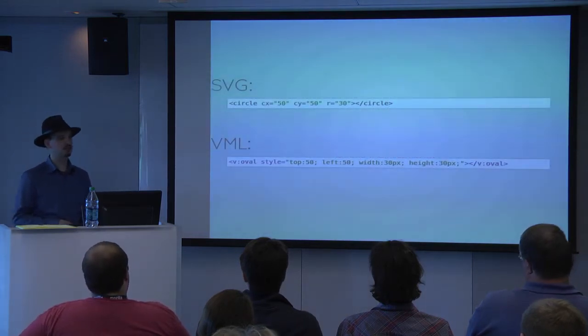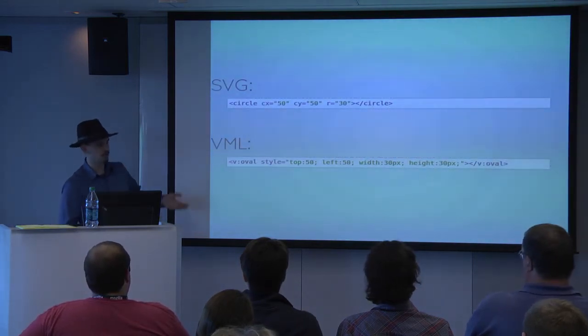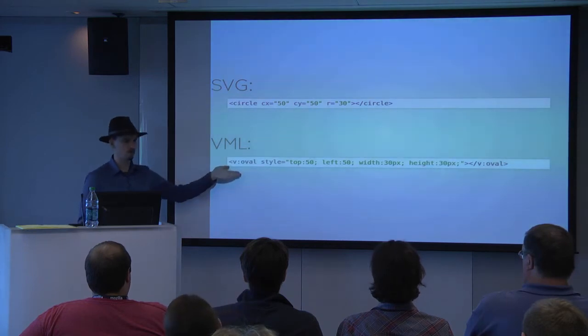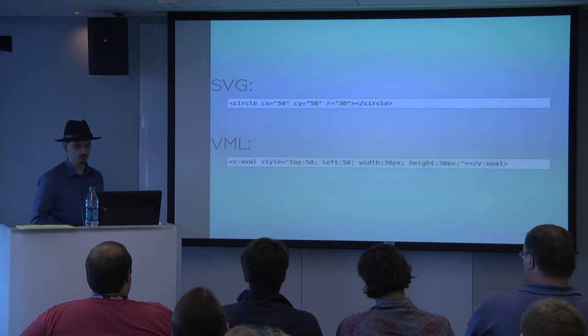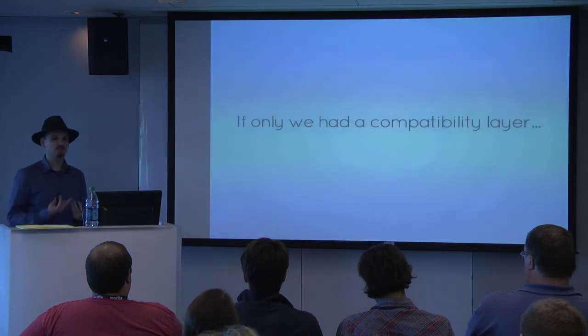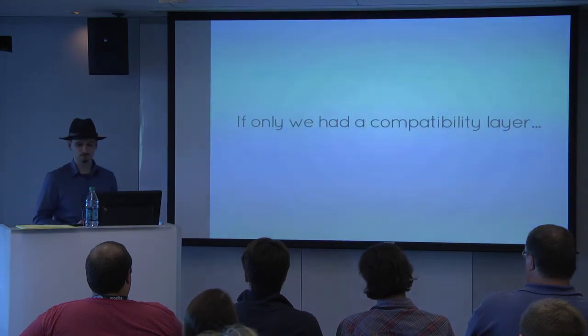And if you look at the two dialects, they are surprisingly similar. I mean, SVG talks about circles, this one talks about ovals. This one has attributes, this one is sort of a CSS markup. Potato, potato. If only we had some kind of compatibility layer.